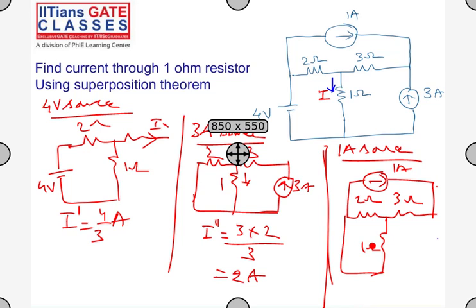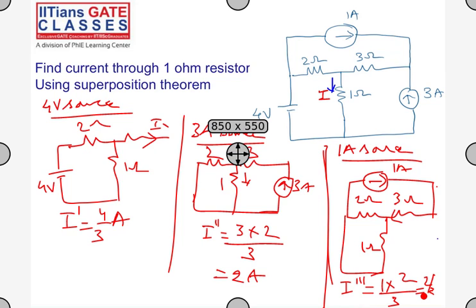They are in parallel, right? Yes, Ditanshu. So these two are in parallel. 1 amp is coming here. It is getting divided. So I triple dash will be 1 into opposite resistance by total resistance. This is 2 by 3.